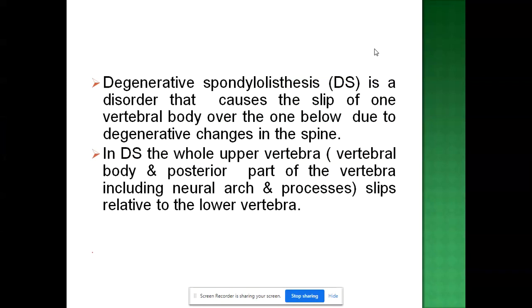So what is spondylolisthesis? Degenerative spondylolisthesis is a disorder that causes the slip of one vertebral body over the one below due to degenerative changes in the spine. So in degenerative spondylolisthesis, the whole upper vertebra, the vertebral body and the posterior part of the vertebra, including neural arch and processes, slips relative to the lower vertebra. So what happens? One vertebral body slides over the other. It can slide either anteriorly or posteriorly. But there is sliding of one vertebra over the other.